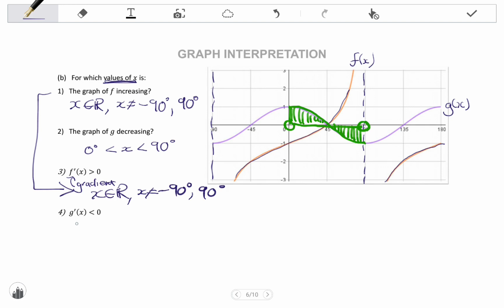Number 4, where is the derivative of g of x less than 0? So this is asking where the gradient of g of x is negative. Where is the gradient negative? It's where the graph is decreasing. So our answer is actually the same as the answer for number 2. It was between 0 degrees and 90 degrees.